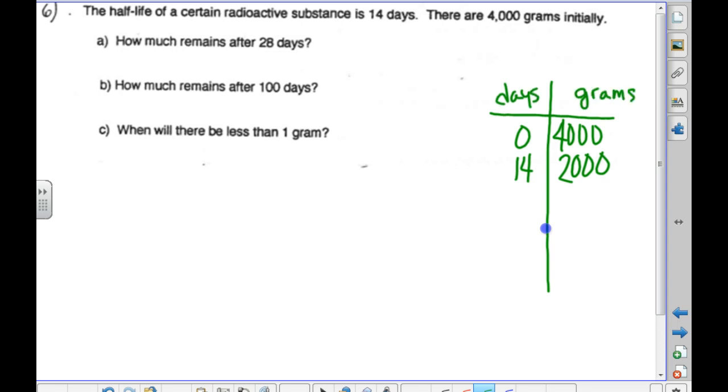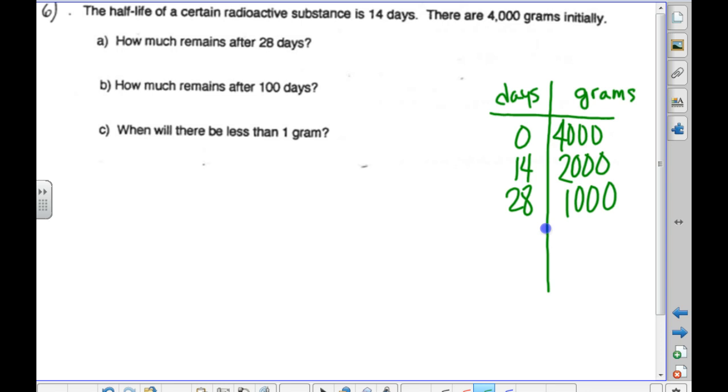Did I lose anybody yet? After 14 days, it's been halved. At what point will it be down to 1,000 then? Okay? But if I wanted to know when there was 1,500, it's not exactly in between there somewhere because it's decaying exponentially.